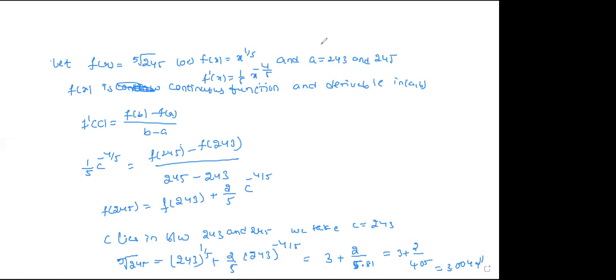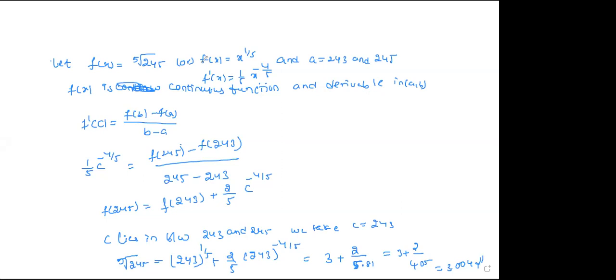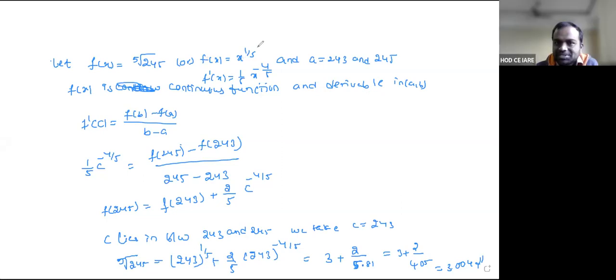Sir, can you tell me once how f dash of x came? Which one, dear? F dash of x, sir. Okay, f of x is equal to, you define it as x to the power of 1 by 5.